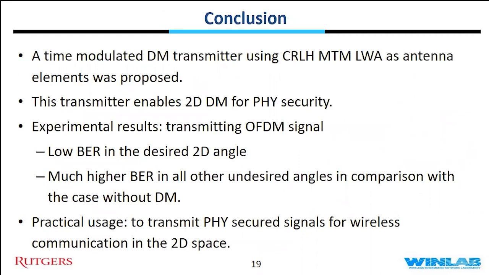So in conclusion, I proposed a time-modulated directional modulation transmitter using CRLH leaky wave antennas as antenna elements. By properly designing the switches' control voltage, we could achieve two-dimensional directional modulation, which can be used in wireless communication links to provide physical layer security. We fabricated a prototype, and the experimental results show low bit error rate in the desired angle, while much higher bit error rate in other unwanted angles in comparison with without directional modulation, which means that we lower the possibility of interception and so increase the security in other unwanted angles.